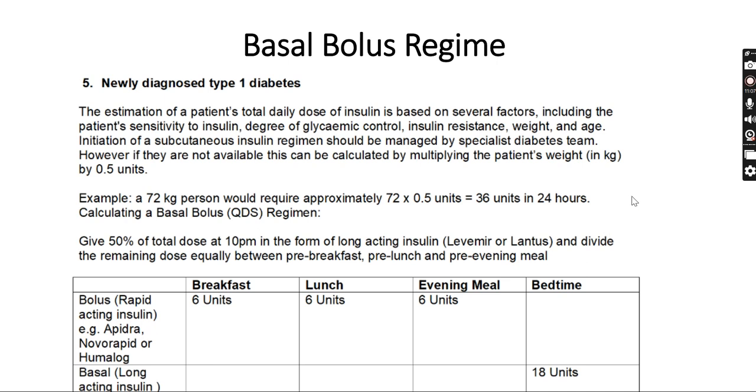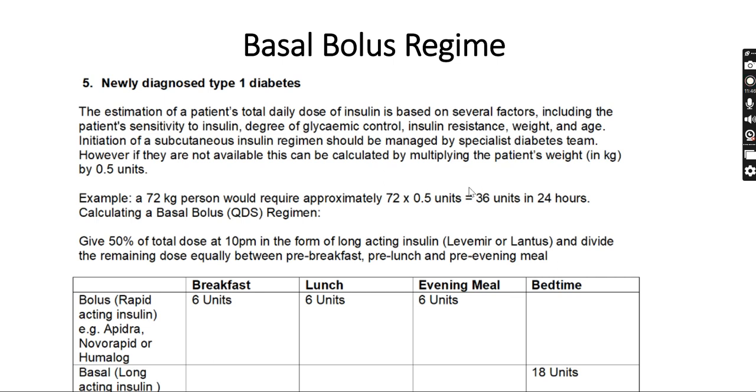So, if we don't know how much insulin is going to be required in an insulin naive patient, the simple calculation is 0.5 unit per kg. For example, for an approximately 72 kg person, 72 multiplied by 0.5, the total requirement of insulin could be 36 units in 24 hours. So this 36 units is simply divided half into basal and the other half into boluses.